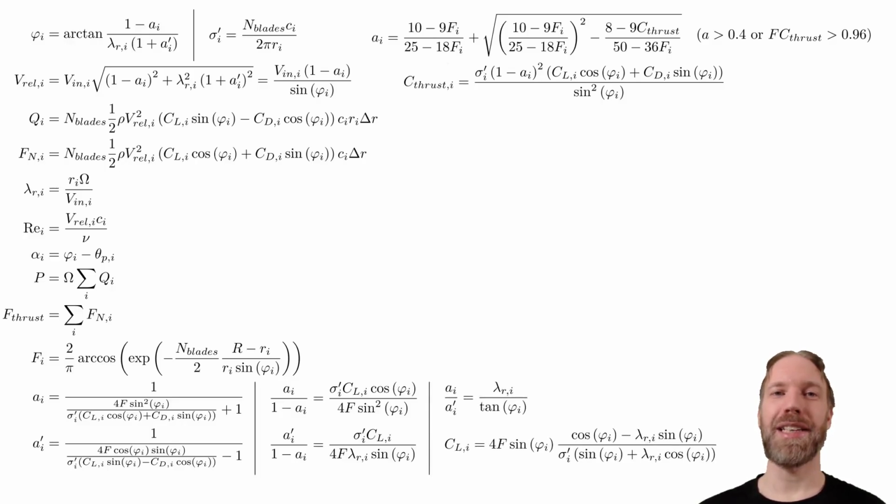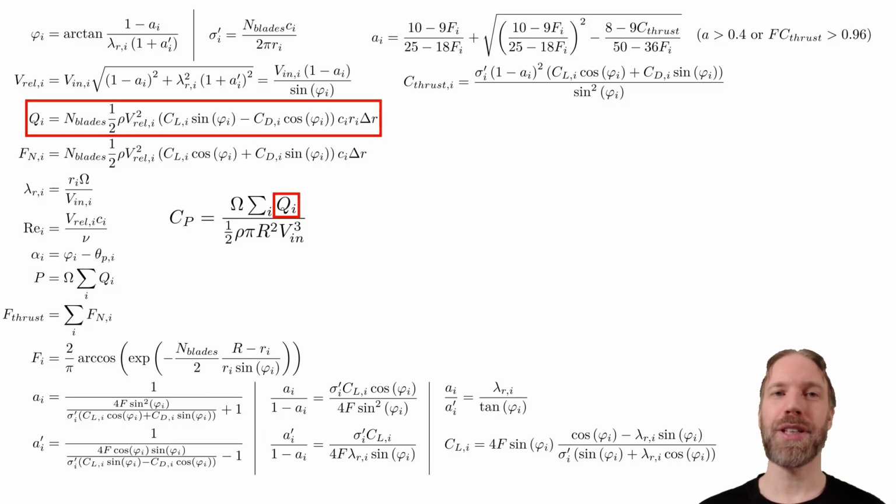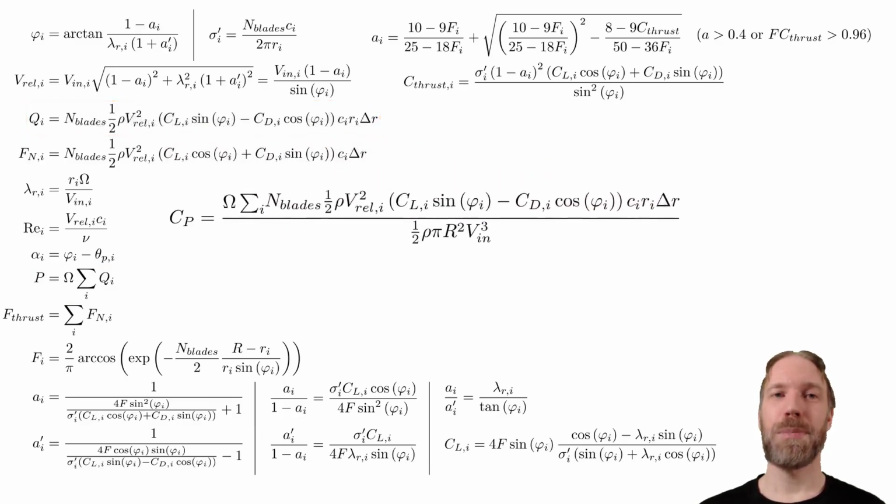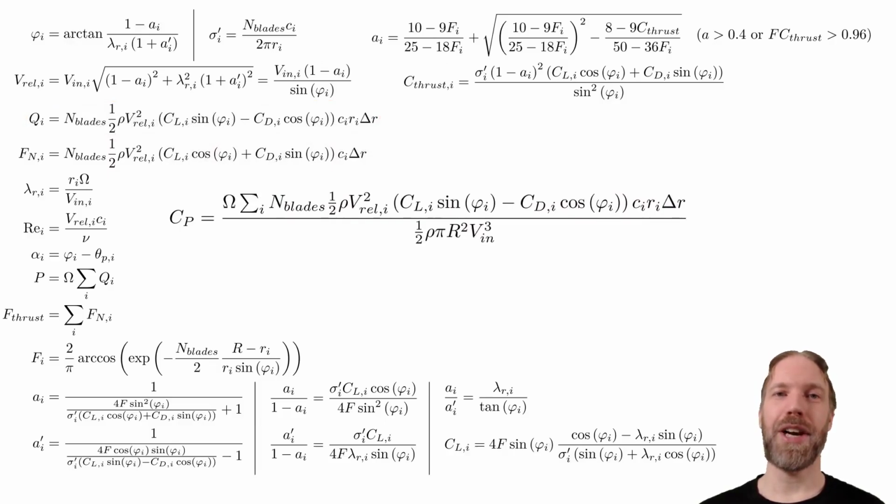Now we're going to calculate the power coefficient. Start from the definition. The area is pi radius squared. Insert expression for the power. Insert the expression for the torque. For power calculations, we need to keep the drag force. 1/2 times the density cancel.